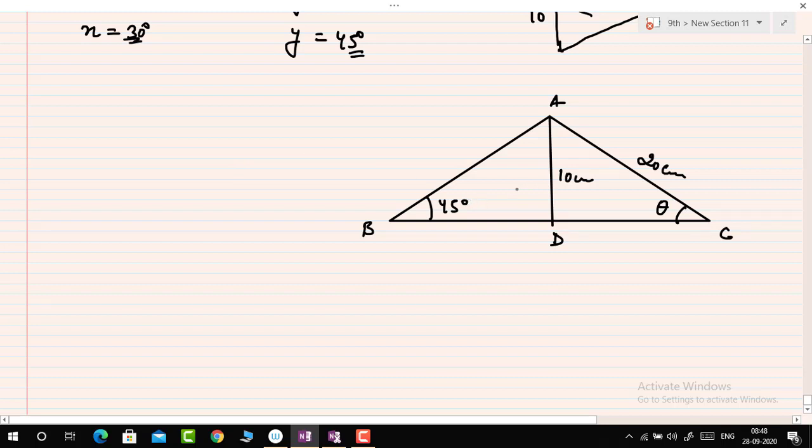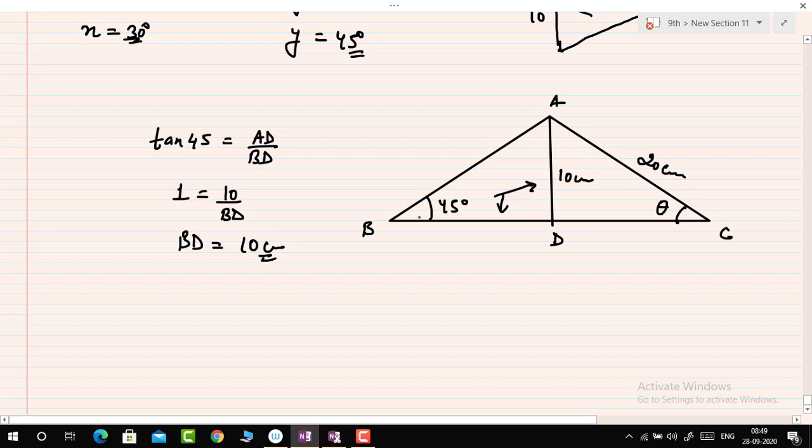So this is tan 45 and this is perpendicular. So we have to find the base. So the T ratio tan is having relation between perpendicular and base. So tan 45 can be written AD upon BD. Tan 45 is 1, AD is 10, BD is unknown. So BD can be written as 10 centimeters. So we got the length of BD.